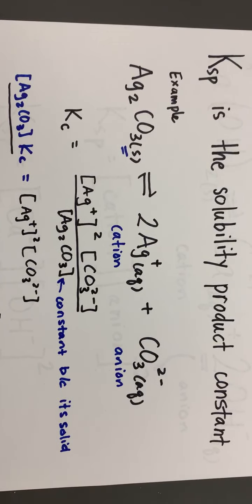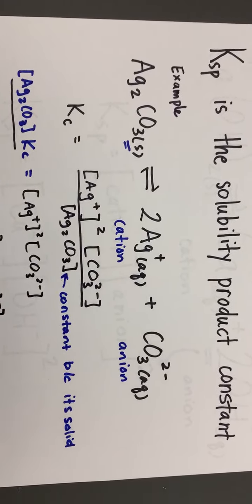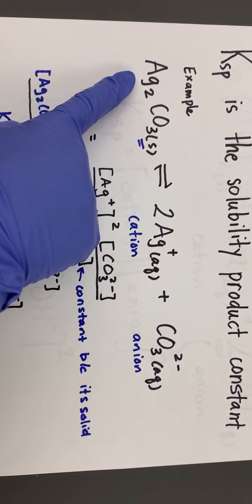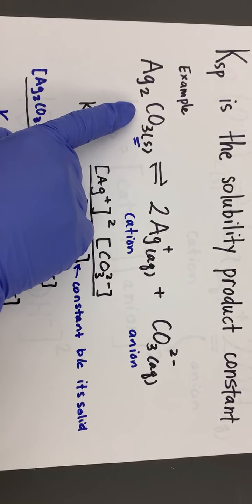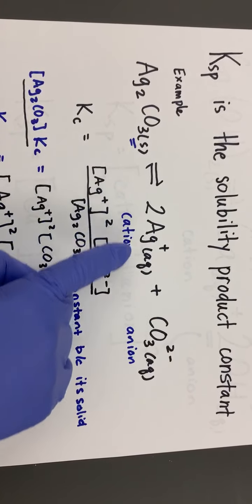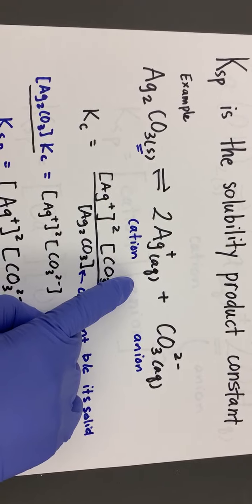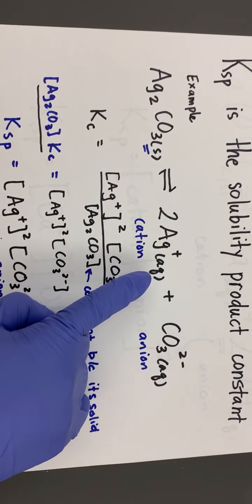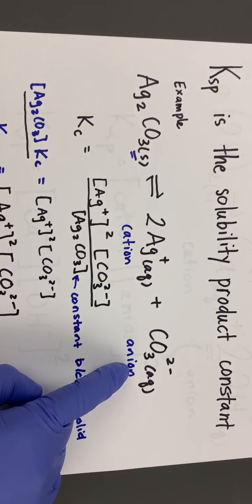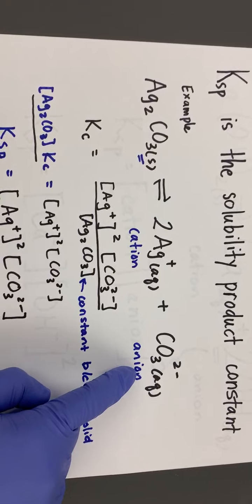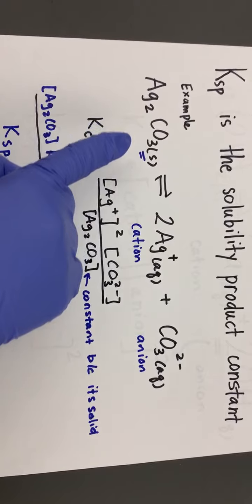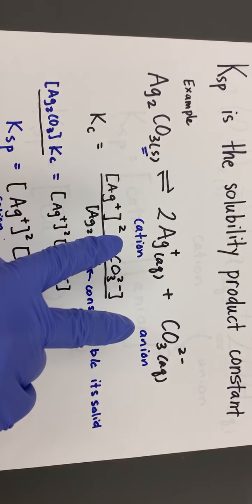Okay, so an example of what Ksp is, if you have silver carbonate. Remember, silver is plus, so you need 2 silvers to balance out with the carbonate that is 2 minus. If you take this solid and dissolve it in water, not much will dissolve, but a little bit will dissolve. What is in solution is 2 Ag+ ions and 1 CO3 2- anion. So really it is an equilibrium of the solid that's not dissolved and the 2 ions that are dissolved in solution.